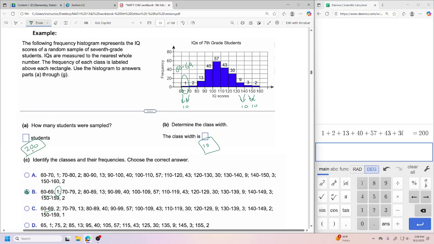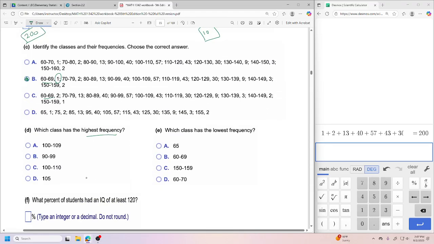Okay, so it says, what's the highest frequency? What's the tallest bar we got? And how many is it? It's at the hundreds. So then what is that frequency? 57. 57 is the tallest one. Oh, that's not an option. 100s. Thank you. That's correct.